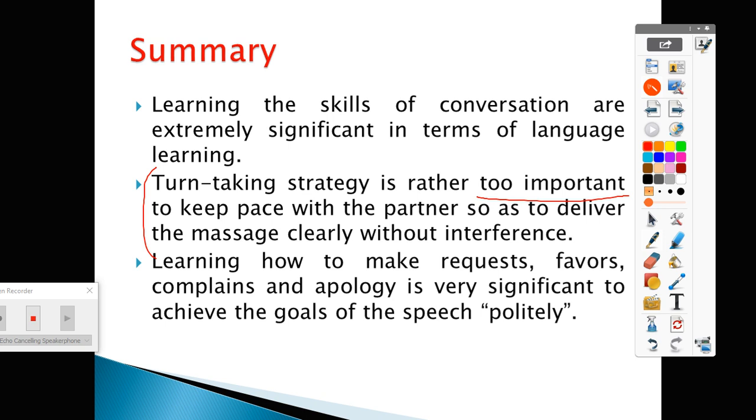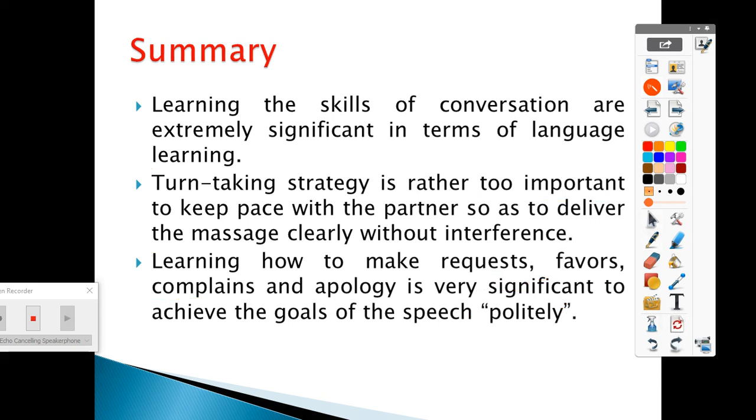Now, learning how to make requests, favors, complaints, and apology is very significant to achieve the goals of speech in a polite way. Now, any speech includes discourse: requests, favors, complaints, apology, stating, refusing, demanding, ordering. These are the elements of the speech.